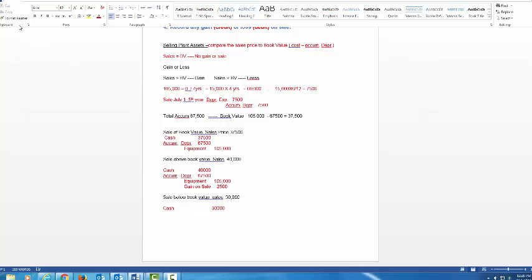And this middle entry remains the same. That doesn't change. But now I have a loss. And a loss, as we indicated in our notes, is a debit. So I'm going to debit loss on sale of, how much was my loss? My loss is $7,500. So $7,500 would be my debit to loss on sale. So that would be my entry. My debits equal my credits in that entry. And so that is just a good example of our disposal on sale.